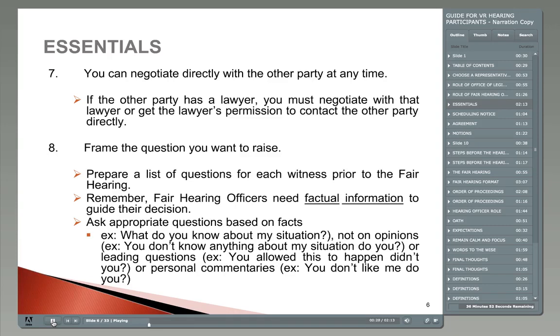Remember also that if the other party has a lawyer and is represented, you must negotiate with that lawyer first and/or get that lawyer's permission to contact the other party directly. Really important thing to remember.